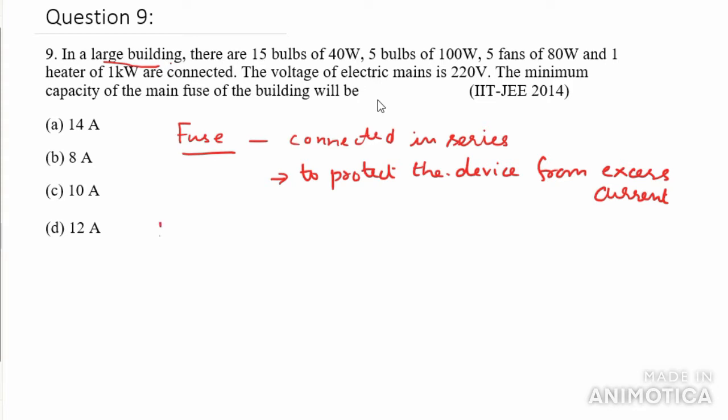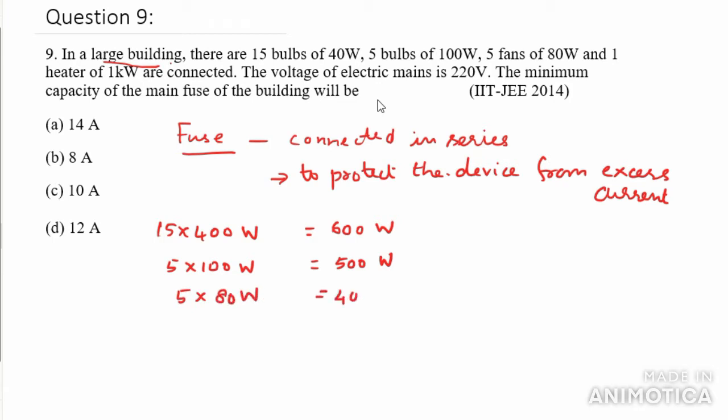First, 15 bulbs of 40 watt is equal to 600. Then 5 bulbs of 100 watt is equal to 500. And 5 fans of 80 watt is 400. And 1 heater of 1 kilowatt, so 1 into 1000, is equal to 1000 watt. So when you add them, it comes to 2500 watt.